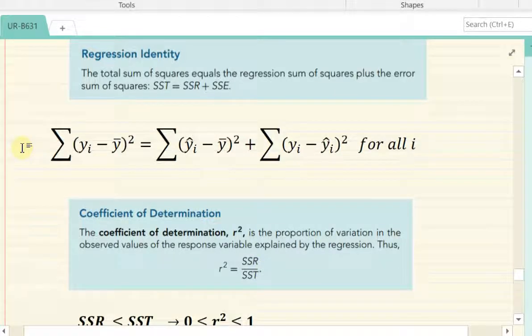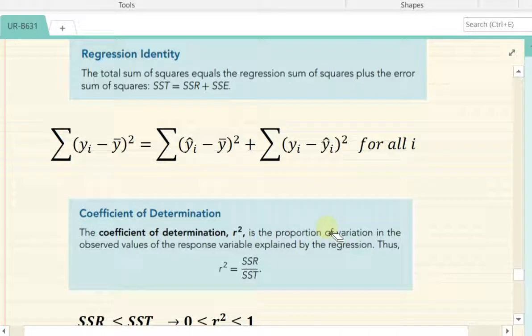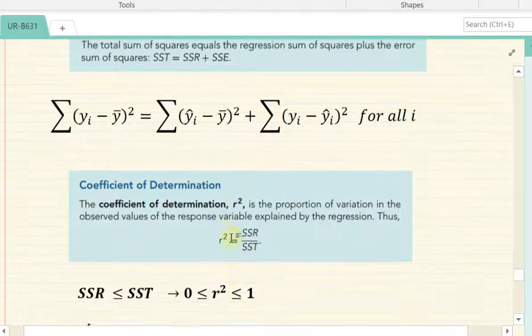For this one, the coefficient of determination is the percentage; the word proportion here means percentage. It's the percentage of variation in the observed value of response that is explained by the regression. This explained by the regression, you can think of it as due to the presence of the independent variable. Now, the best that could happen is when you have a perfect fit, you'll see that in a minute. When you actually have a perfect fit, SSR and SST become equal.